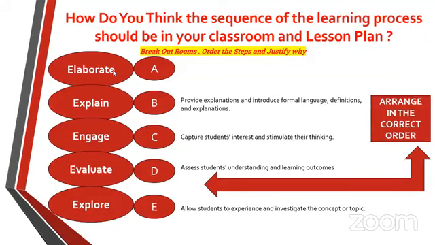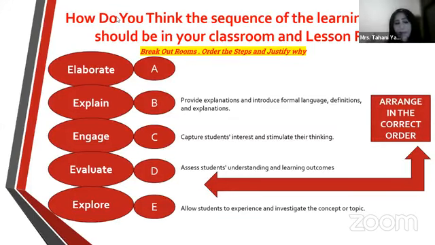Now the updated 5 E's have become 7 E's, by the way. I guess they added extend after evaluate, and they added elicit before the engage level. So it becomes elicit, engage, explore, explain, elaborate, evaluate, and extend. They start with the engage phase. After they engage the students, they move to elicit and then explore.